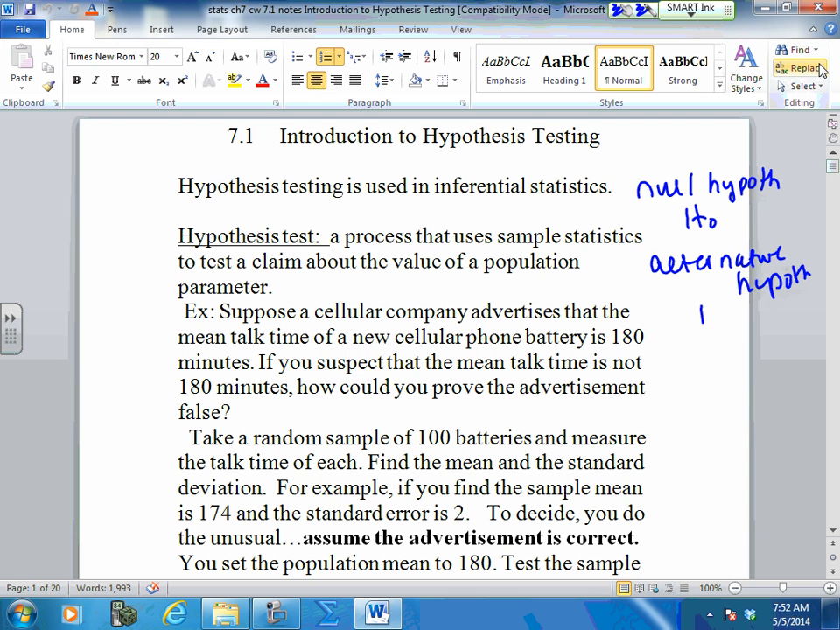And that's going to be called HA. Now, some books use H1, H2.